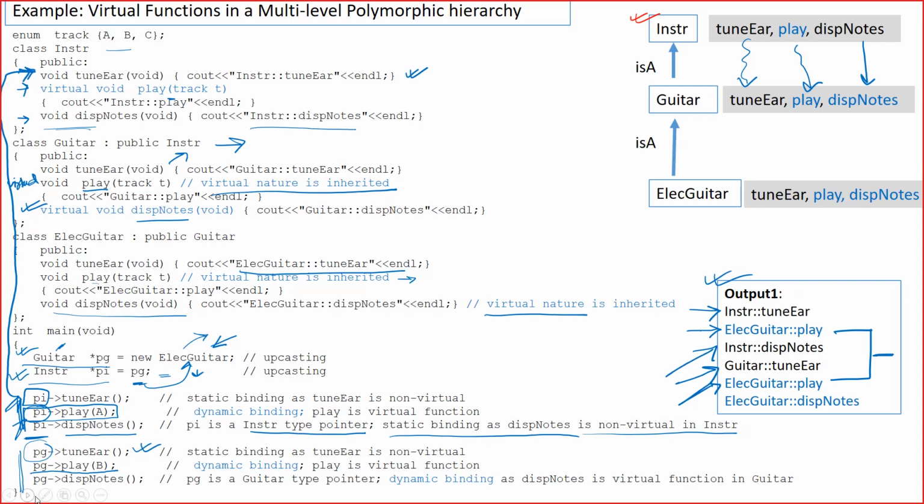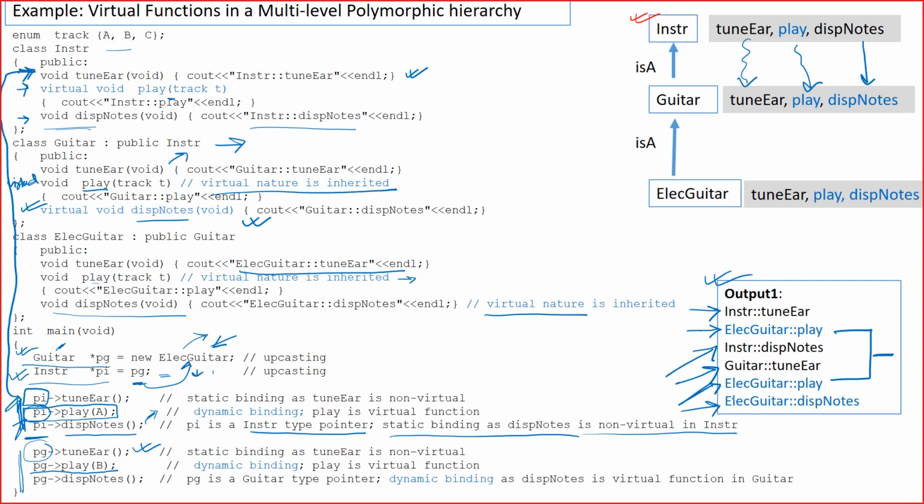So for the last one, that is PG display notes. Now display notes becomes virtual here in the guitar class. So for this display note, it will try to find out whether it is virtual or not. Previously it was not virtual. It is non-virtual at the PI instrument level, but at the guitar level it is virtual. So we will consider what PG is pointing to. PG is pointing to electric guitar, so it will print electric guitar display notes.